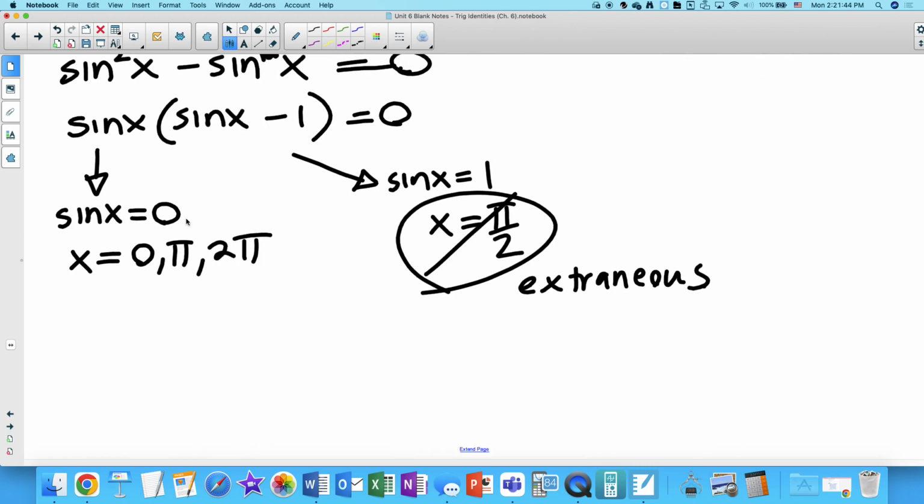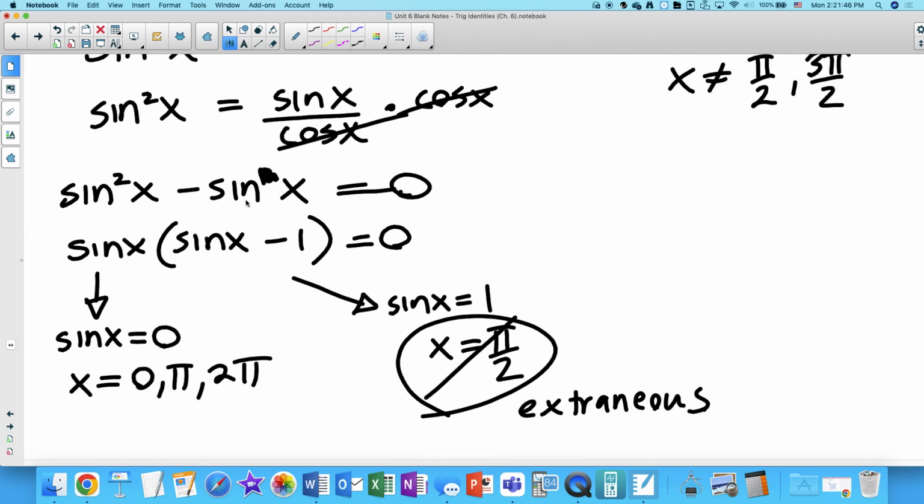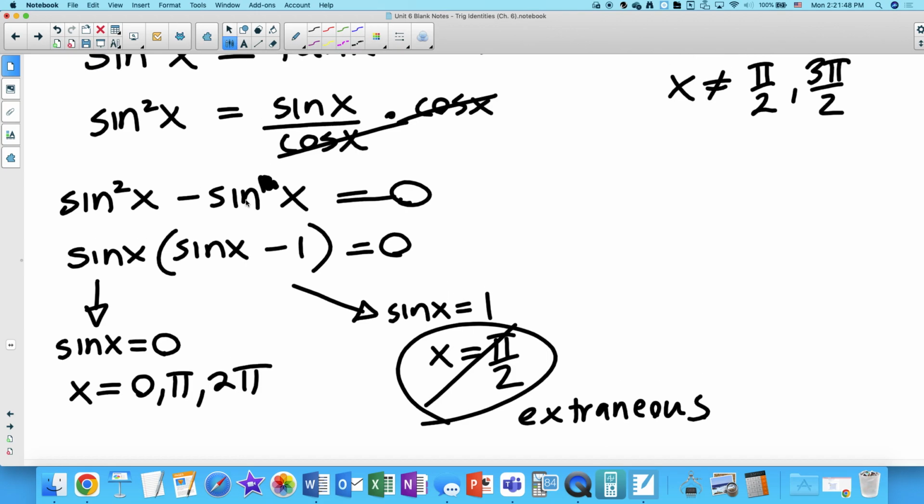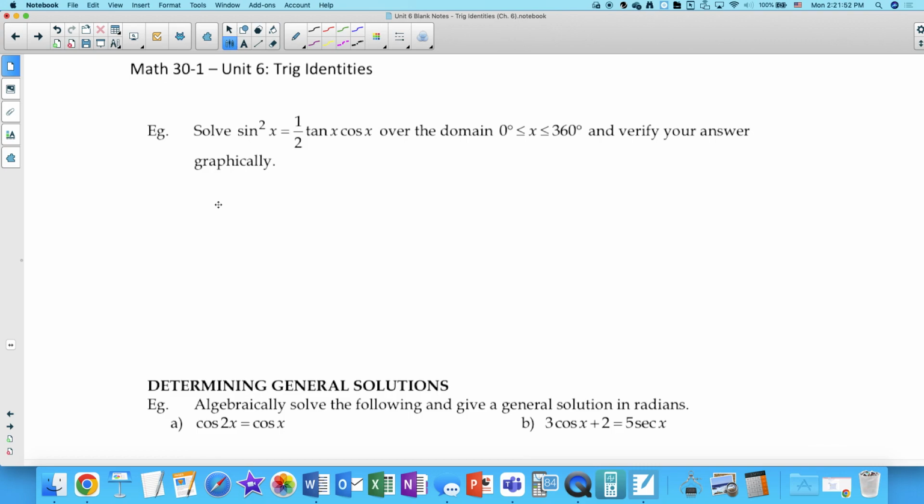So far, so good? Okay. So this next one: solve sine squared x equals 1/2 tan x cosine x over the domain 0 degrees is less than or equal to x, which is less than or equal to 360 degrees. And then we're going to verify our solution graphically. So the graphing piece is just for verification. We need to solve this algebraically first.